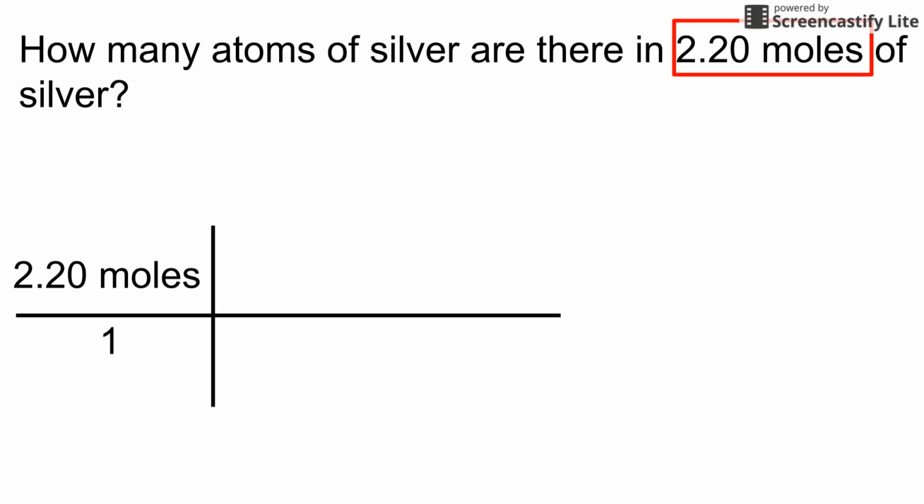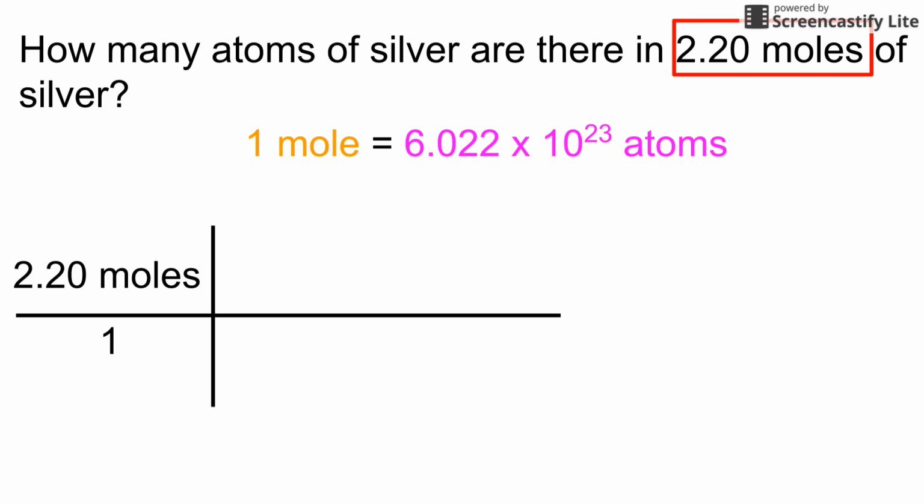Then you have to think to yourself, how many particles, or in this case specifically atoms, are in 1 mole? That was on the previous slide. So 1 mole equals 6.022 times 10 to the 23 atoms. Then you have to think of what goes on the bottom right, and it matters what your given is in. You want the same unit your given is in. So the orange 1 mole would go on the bottom because you want the mole to cancel. What's equivalent to orange is pink, 6.022 times 10 to the 23 atoms. The moles cancel.